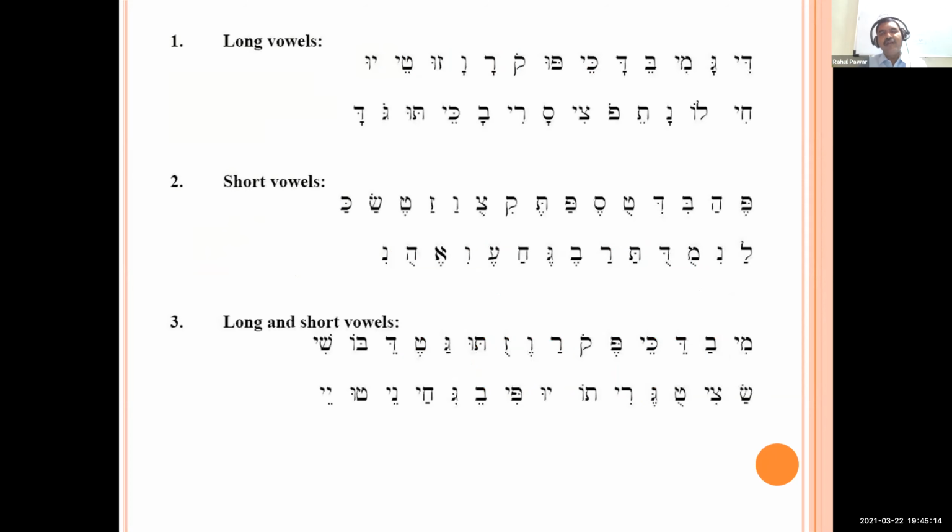Next time we are again going to see the vowels, the short vowels, and we are going to learn all these letters. For example, to start with, can anybody tell me which is this first letter?